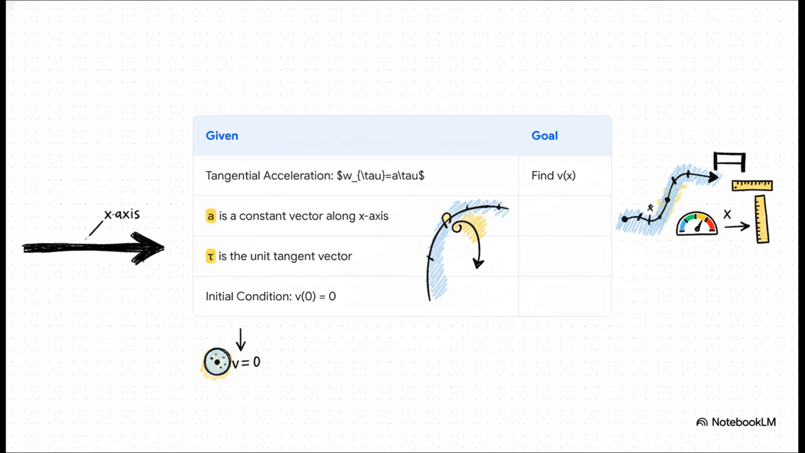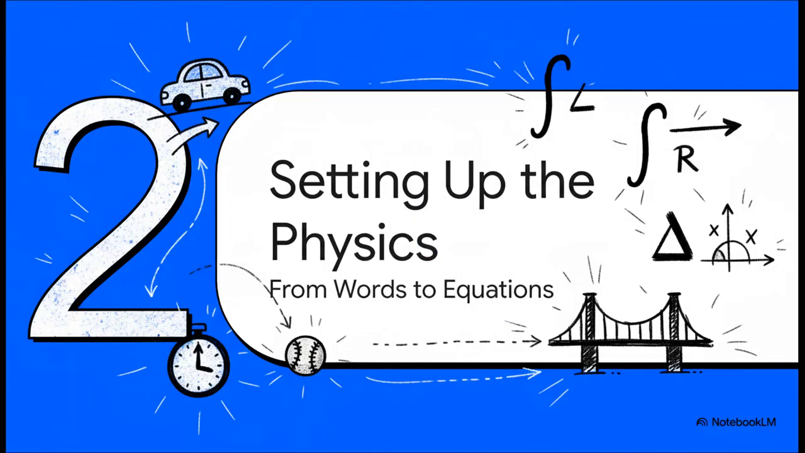Our goal, on the right, is to find the speed, v, but not as a function of time, as a function of its position, x. All right, now it's time to do the translation. We're going to take all these physical ideas and words and vectors and turn them into the language of mathematics, into equations that we can actually work with and solve.